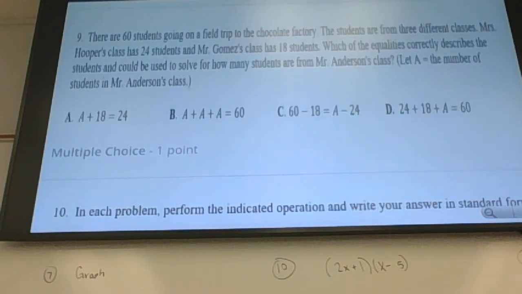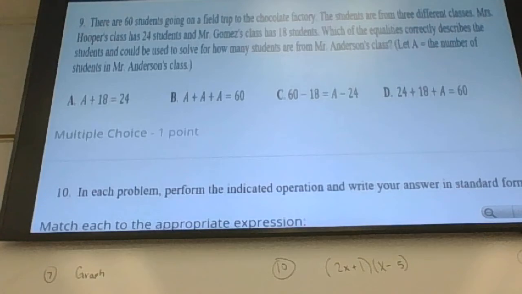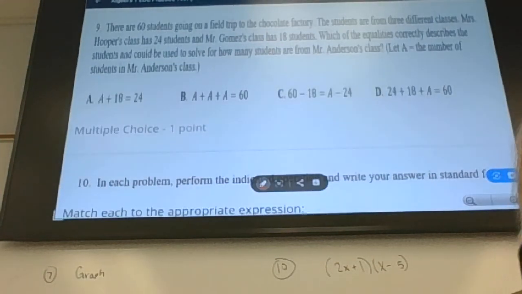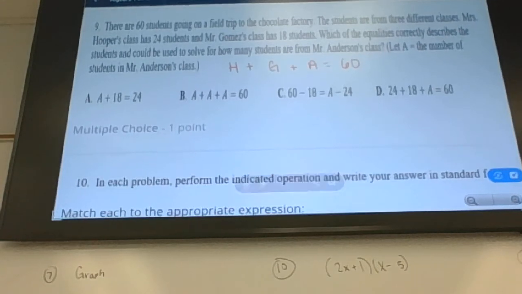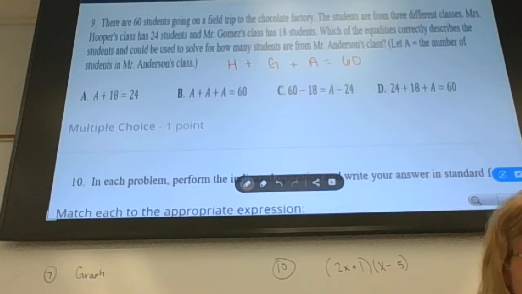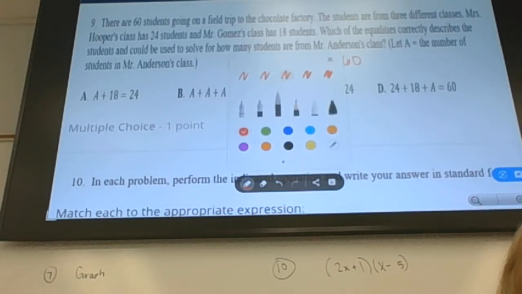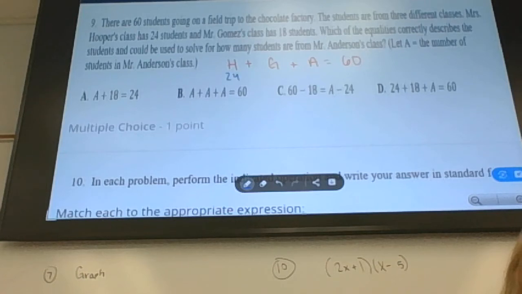I thought this one was probably the easiest question when you really break it down. There's 60 students going on the field trip from 3 different classes. So we got Hooper's class, Gomez's class, and Anderson's class. Make 60 students total. It says Hooper has 24. Gomez has 18. We don't know how many Anderson has. So it's D.